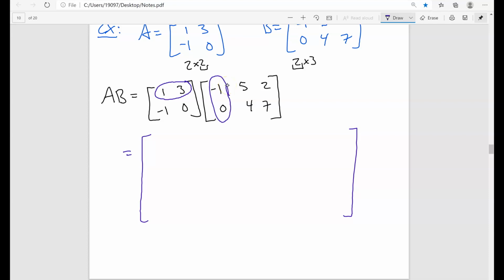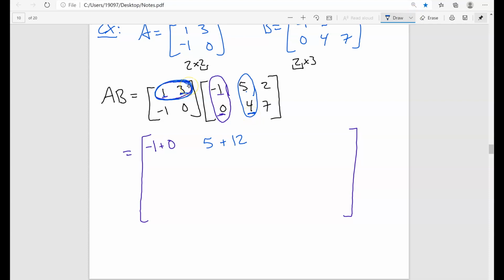And what you're basically doing is you're taking the dot product. So remember, the dot product was you take the first entries, 1 times negative 1, that's going to give me negative 1. You're going to add it to the second one, 3 times 0, that's just going to give me 0. That is the first entry. Now you're going to do the same thing, still the same row, and now you're going to go to the next column. So 1, 3, and now this next one. It's going to be 1 times 5, which gives me 5, and you're going to add 3 times 4, which is going to be 12. The product between the two.